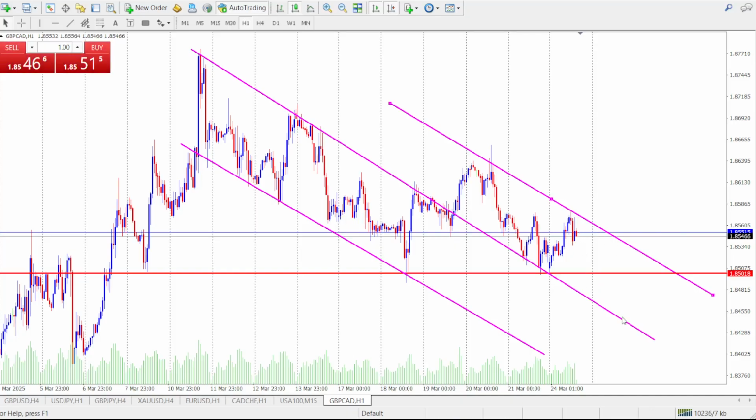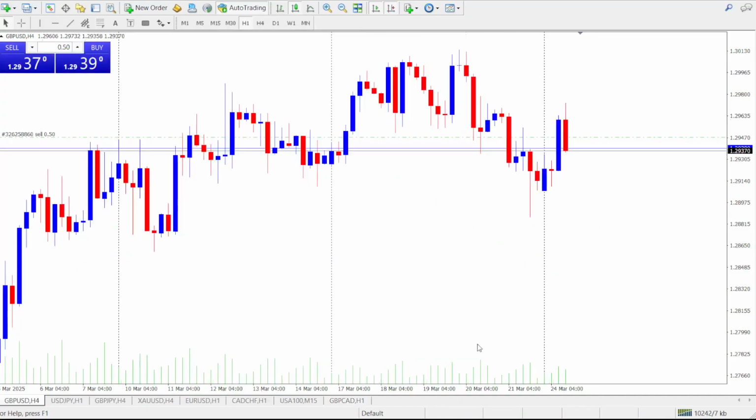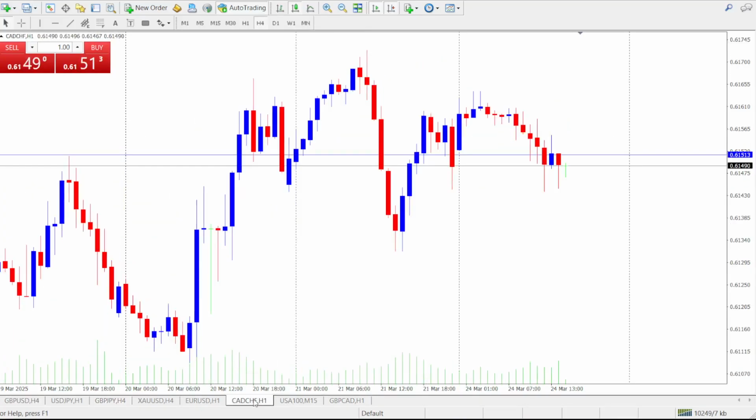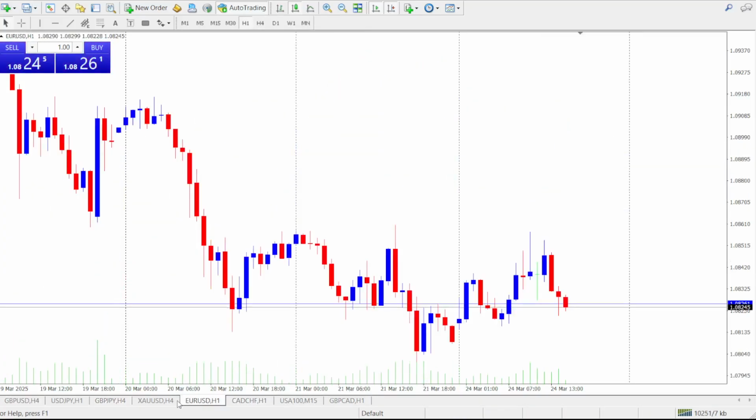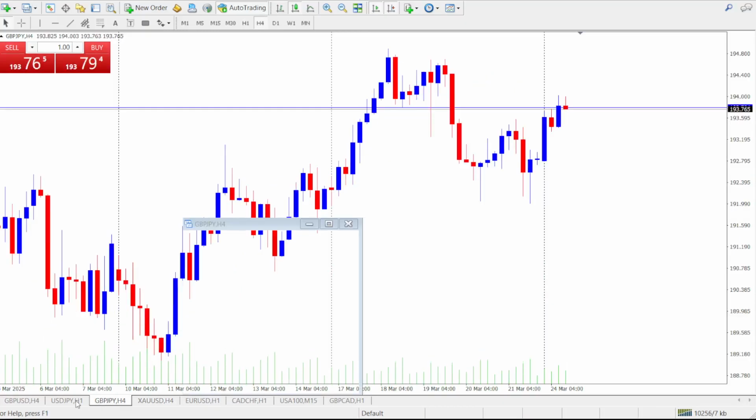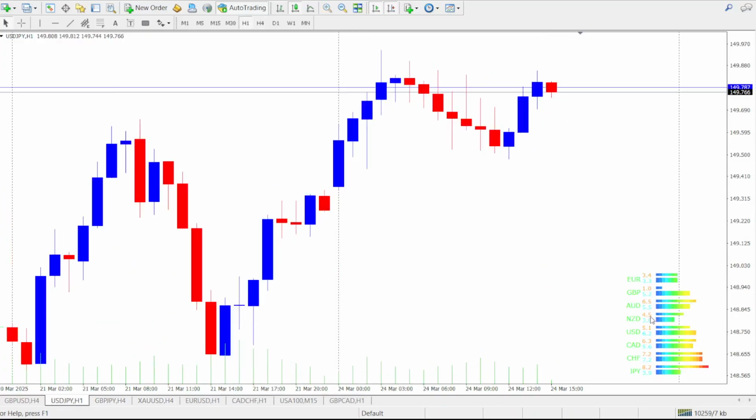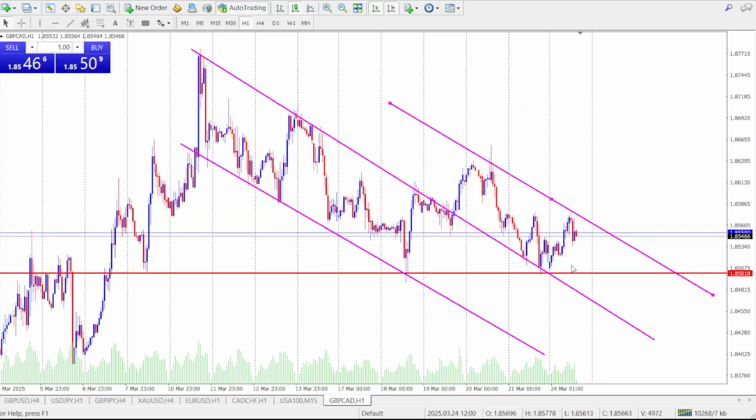So basically, given the structure and given what the power currency meter indicator is telling us, there is a chance of a sell move prevailing on the GBP CAD. Okay, so basically, this is just a very quick example that I just showed you right now.